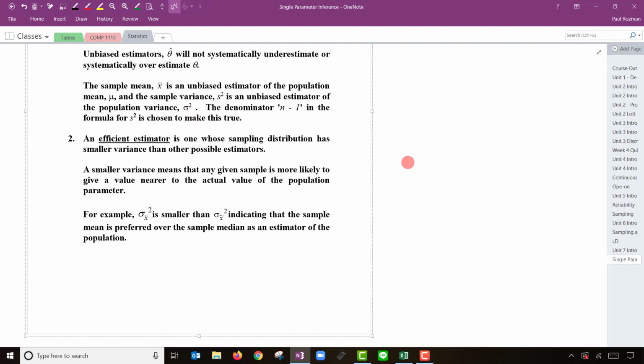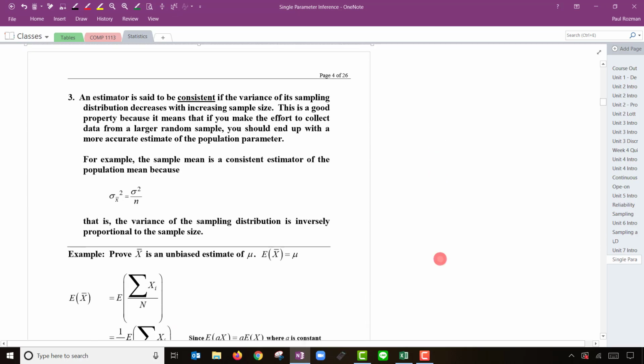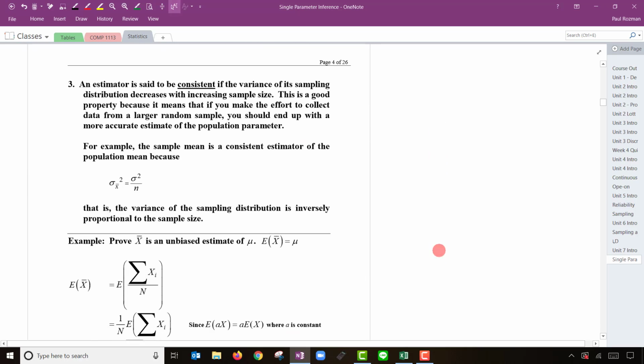We can also talk about, say, the efficiency of an estimate, meaning that you can't come up with an estimate that has more or less variability than the one that you have. And then we have consistent, and that's the one about increasing sample size gets you a better and better estimate.